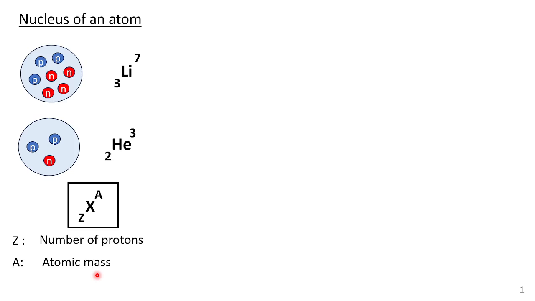I have already sent the PDF, so no need to write it. It is actually a quick recap. And remember, A minus Z, upper number minus lower number, represents the number of neutrons. Please note that if a symbol is given like this, the lower number is proton, and the difference is neutron. Understood?